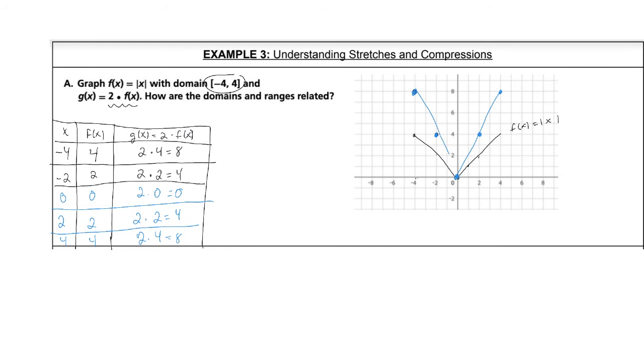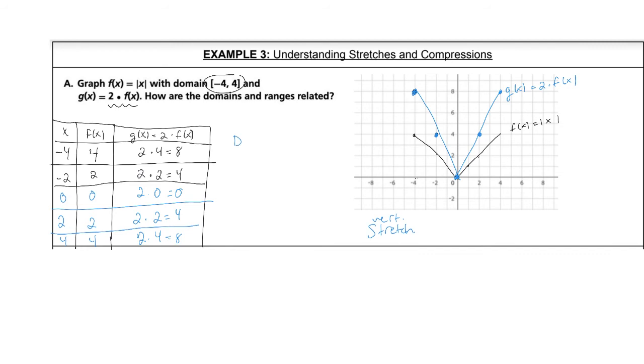So here's our g of x. It's equal to 2 times f of x. So this is called a stretch, a vertical stretch. What a vertical stretch is, it increases the distance between points with the same factor. Okay.